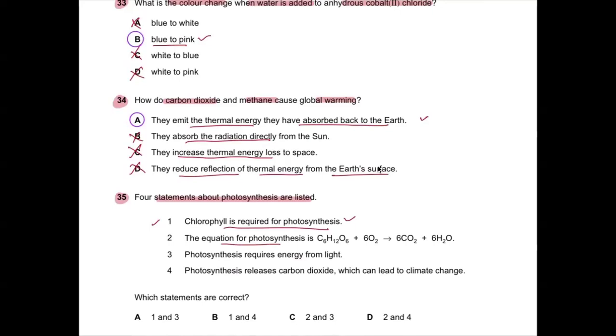The equation for photosynthesis, glucose has been made. Glucose does not react in photosynthesis. So the second statement is wrong, and if the second is wrong, then C and D go wrong. Photosynthesis requires energy from the light. Yes, it does. Third, photosynthesis releases carbon dioxide. No, it reuses carbon dioxide. So the fourth is wrong, which makes B wrong, and it means the correct answer is A.